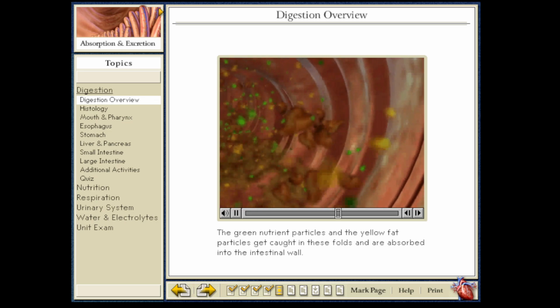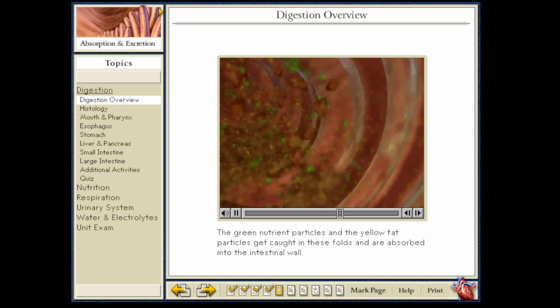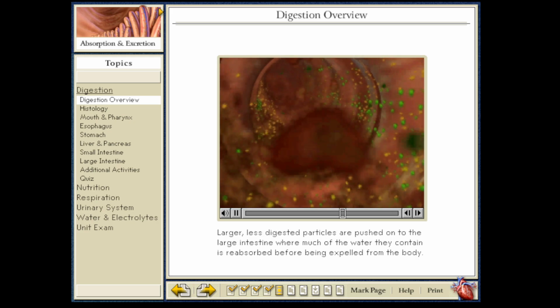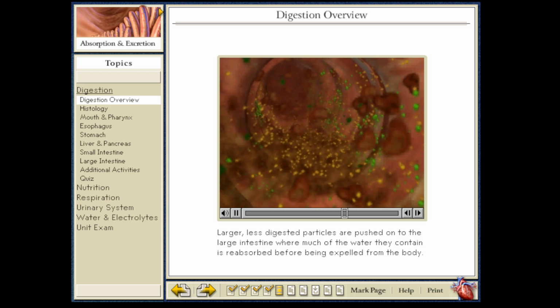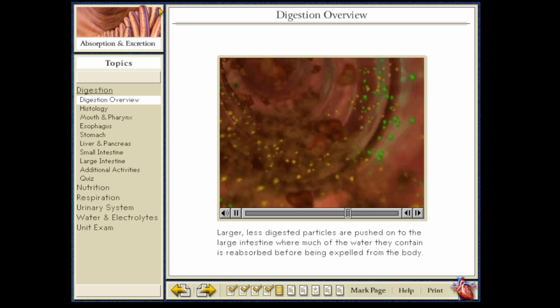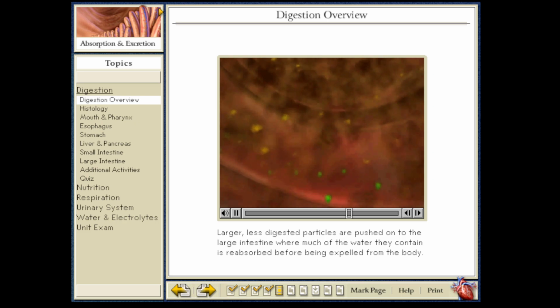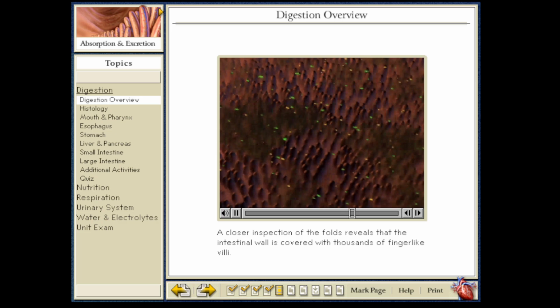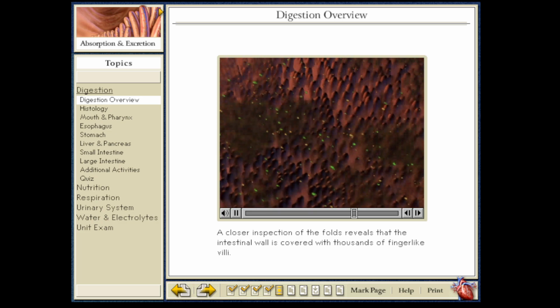The green nutrient particles and the yellow fat particles get caught in these folds and are absorbed into the intestinal wall. Larger, less digested particles are pushed onto the large intestine, where much of the water they contain is reabsorbed before being expelled from the body. A closer inspection of the folds reveals that the intestinal wall is covered with thousands of finger-like villi.